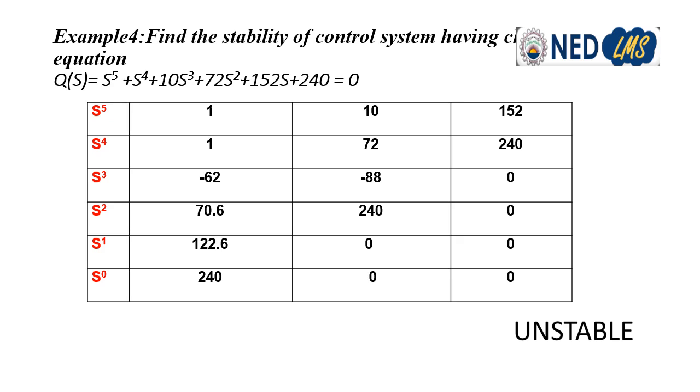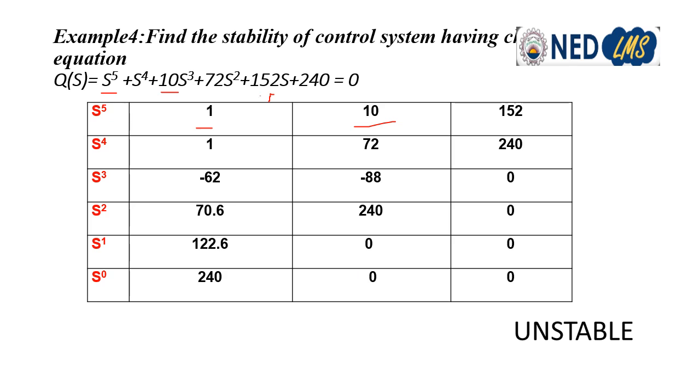This is a usual Routh table of the fifth order equation. So we have a fifth order characteristic equation here. We have started with the s raised to the power 5. We have filled this initial two rows by using the coefficients, that is s raised to the power 5, and then the coefficient of s cube is 10 and the coefficient of s is 152.